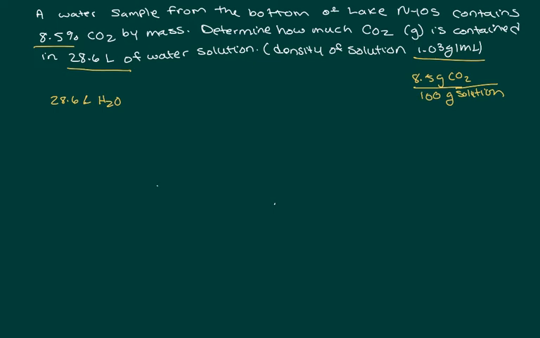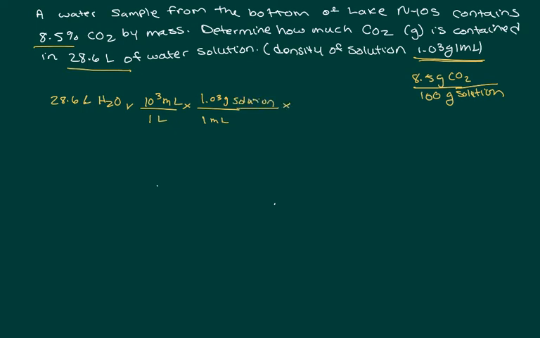So our first step is we have to convert the liters. For every 1 liter, I have 10 to the third milliliters. Now I can use density as my conversion factor to go from milliliters to grams. And I know here for every 1 mL of solution, I will have 1.03 grams of solution.